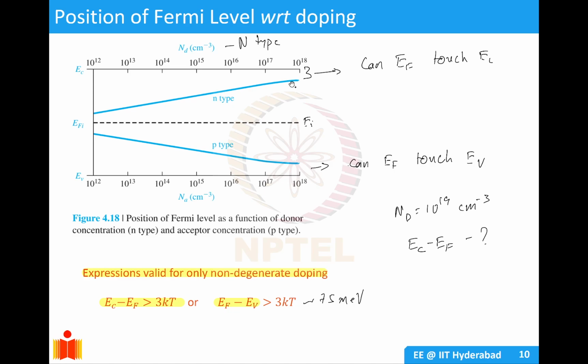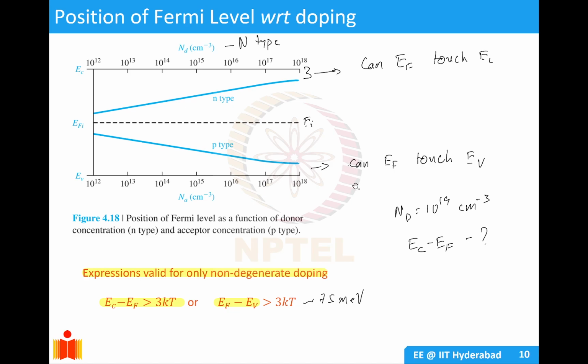As you dope more and more n-type, that is, you put more and more donor atoms, you will see the Fermi level goes more and more towards EC, and it is possible that it can touch EC. Similarly, for p-type, as you add more and more acceptors, the Fermi level goes more and more towards EV, and it can effectively touch EV.